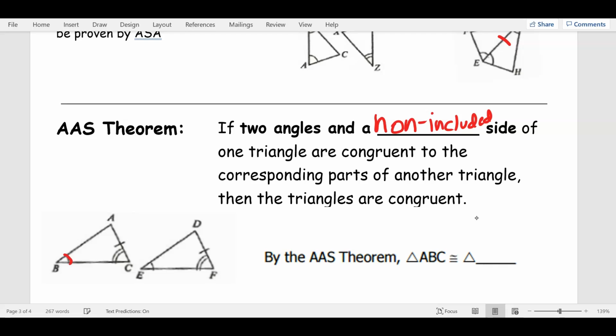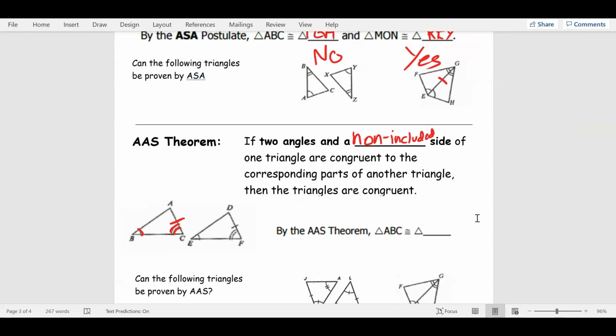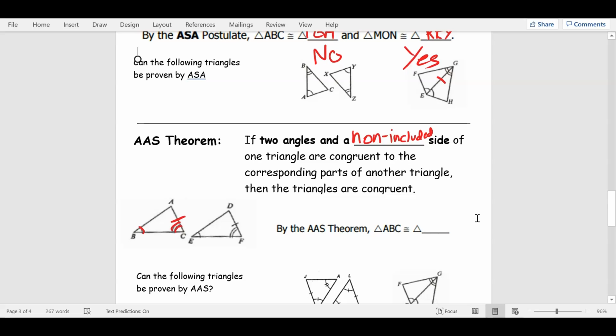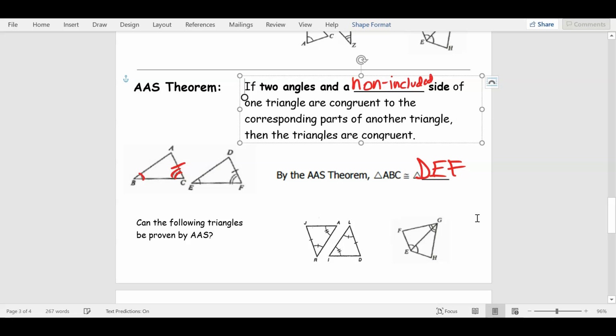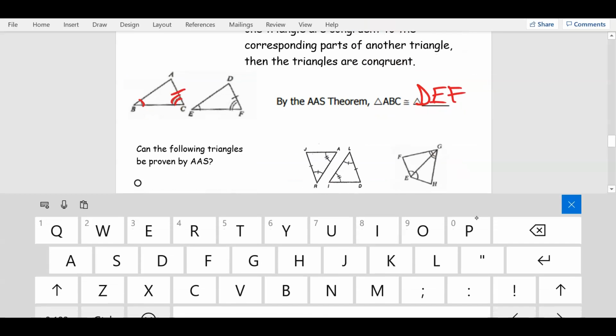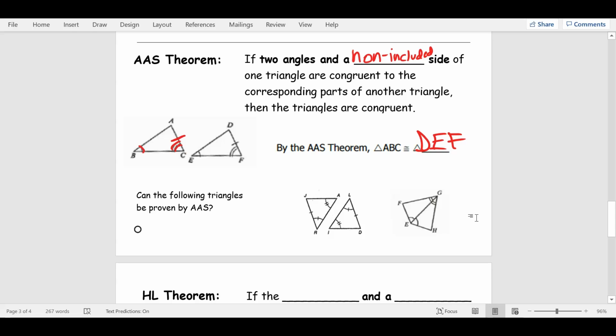All right, so check it out. On the picture we have angle, angle, and I want you to see this. The side is not between. It's after it, right? So look, angle, then an angle. The side is not here in the middle. Angle, angle, side. Angle, angle, side. That's AAS. So what does ABC match up with if they're both AAS? Okay, DEF. Okay, now look at these below. Is this one angle, angle, side?